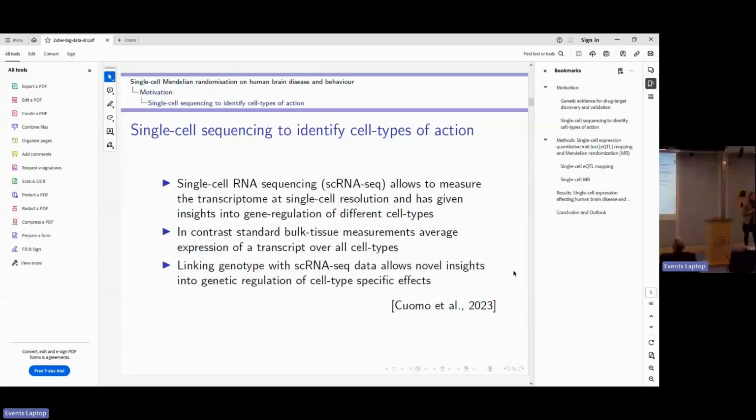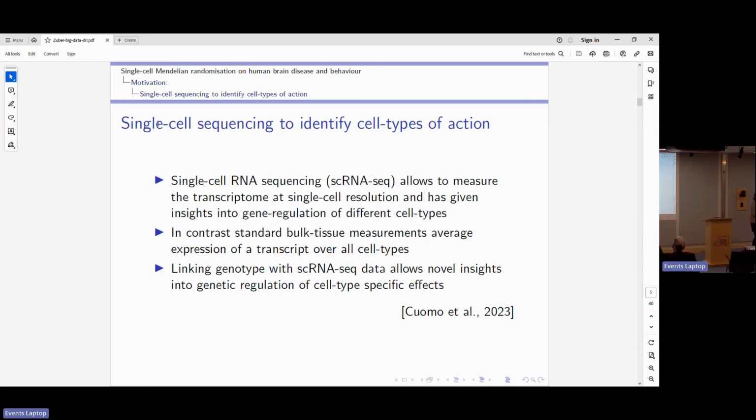So what we're interested in is, can we use a relatively new technology, single cell sequencing, that allows us to look at the gene expression of cells and identify how the transcriptomic profiles of cells are working. And this is in big contrast to existing bulk tissue measurements, where we average the expressions of genes across many different cell types.